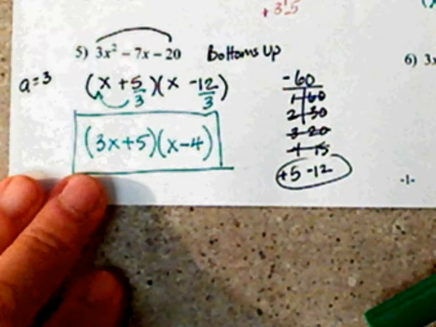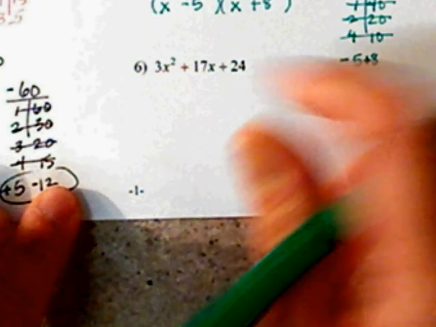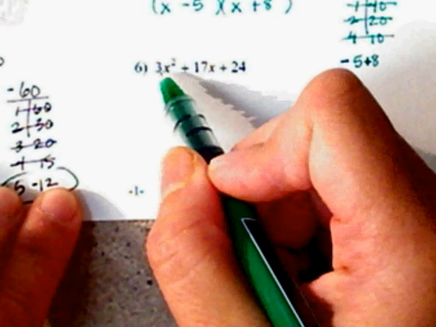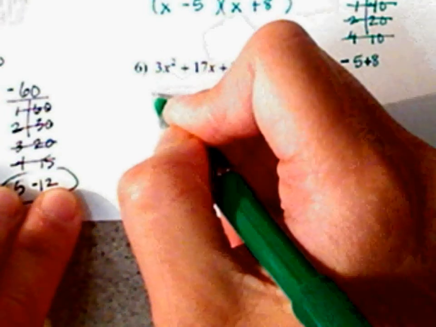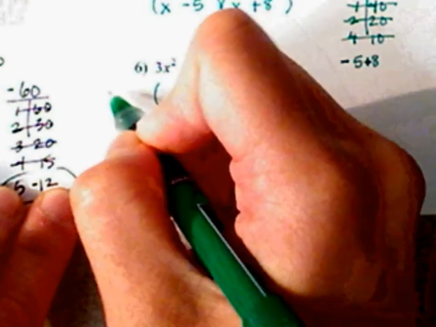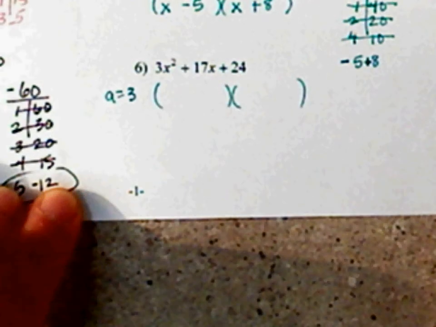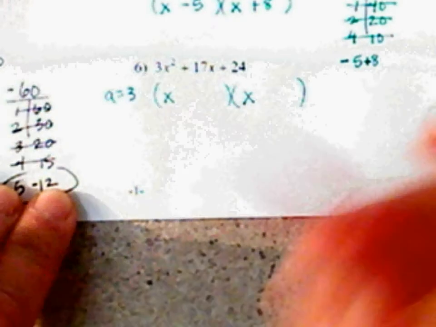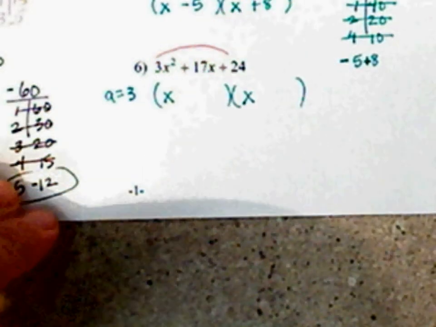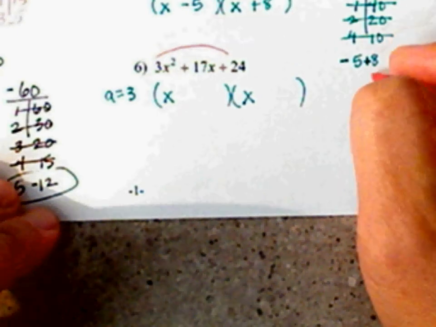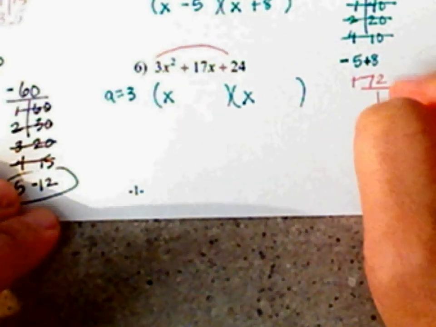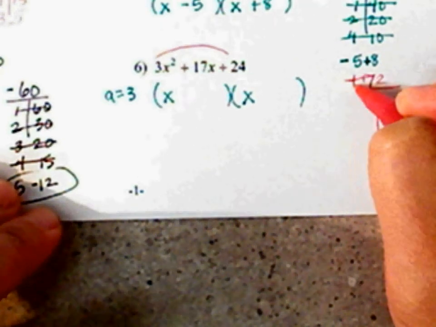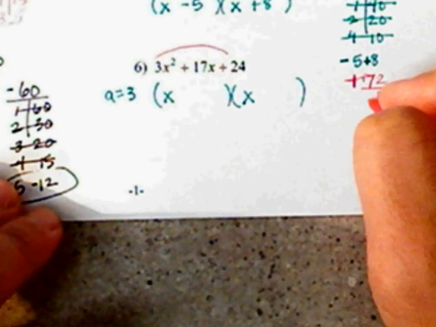Number 6. Same thing. What is your greatest common factor? It is a 1, because only 1 goes into 3, 17, and 24. 2 sets of parentheses. Your A is a 3. Keep that in mind. x and x. Okay? 3 times 24 is 72. Positive. So you're looking for two numbers that multiply to give you 72, and since it's positive, they're going to add to give you 17. How about 1 and 72?